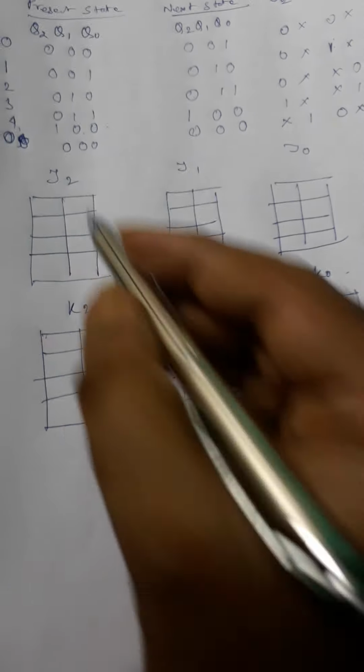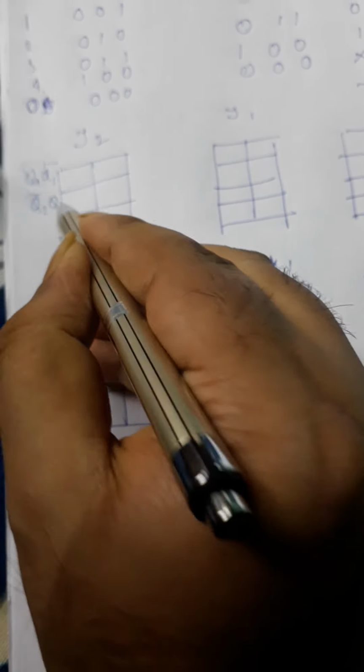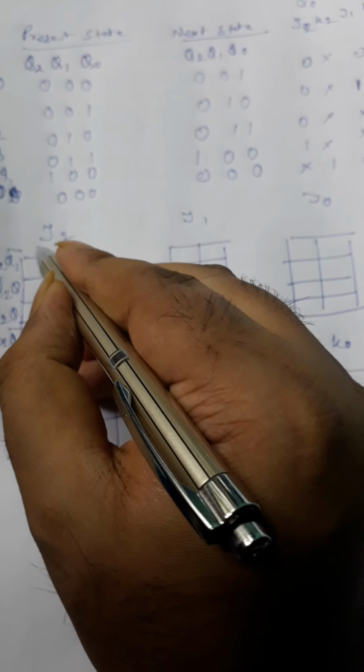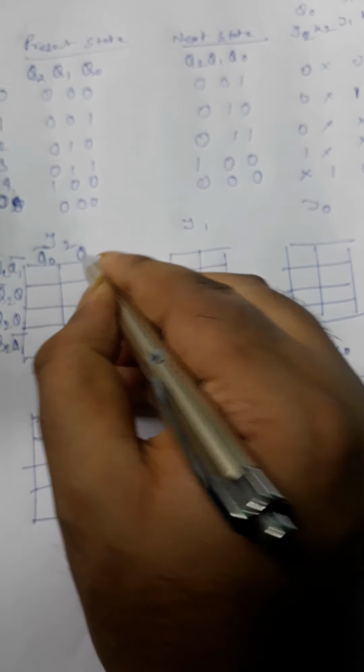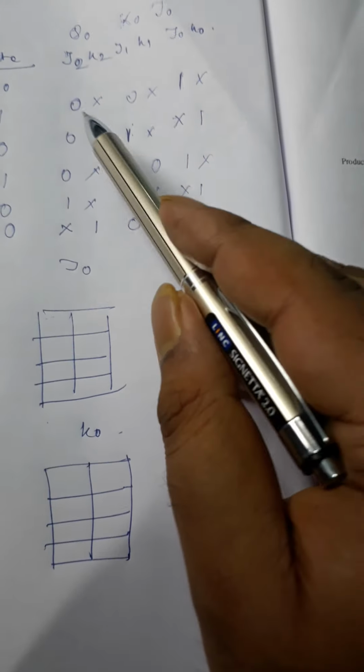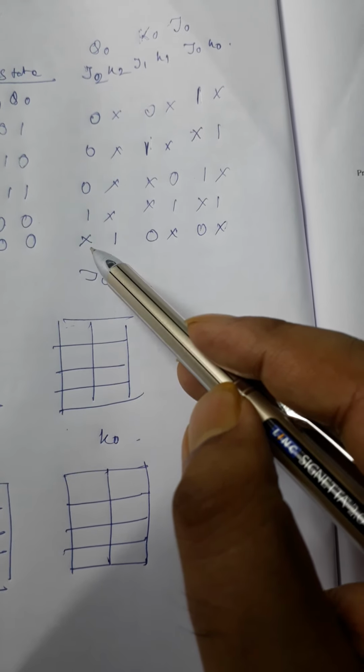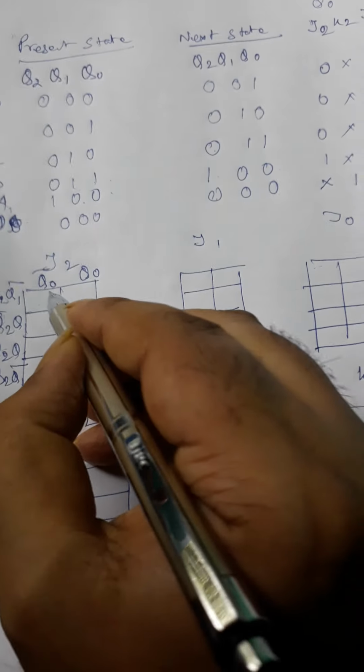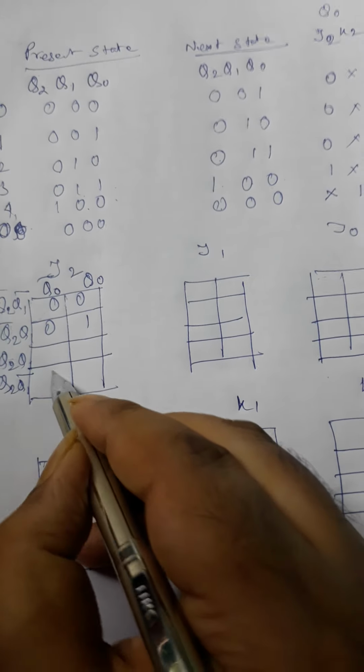Right? And also what about the inputs? Q2 bar, Q1 bar; Q2 bar, Q1; Q2, Q1; Q2, Q1 bar. And this would be Q0 bar, Q0. Fine. Now let us write the inputs. For J2 it is 0, 0, 0, 1, don't care. So we should write 0, 0, 0, 1, don't care.